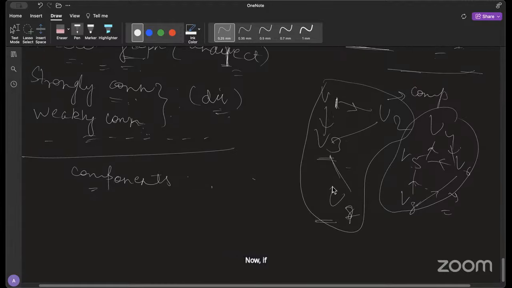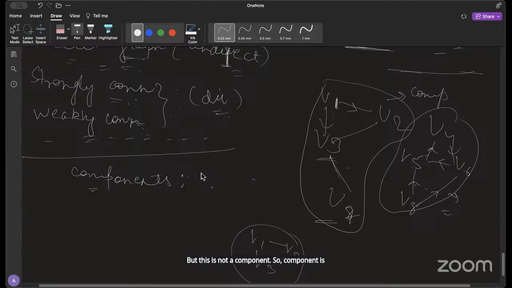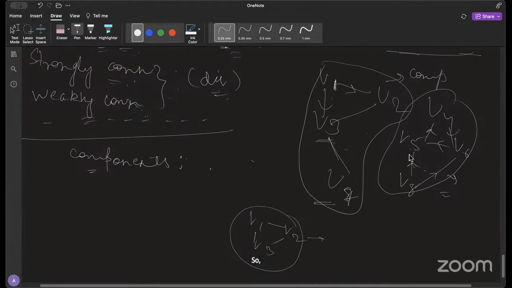Now, if you take this one, V1, V2, and V3, this is also connected, but this is not a component. So a component is a maximal connected collection of vertices. This thing is not a component in this graph because it's not the maximal connected set, but this thing is, right?